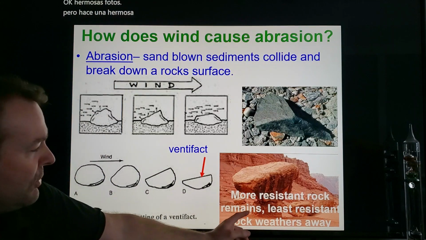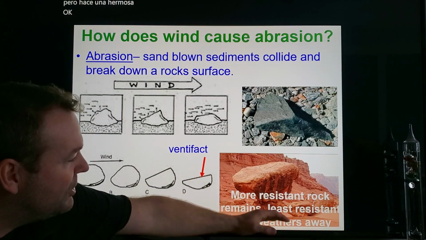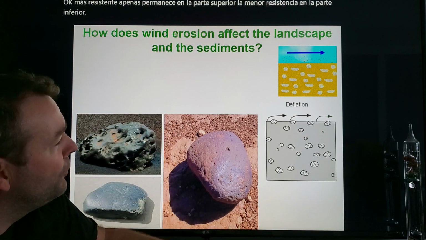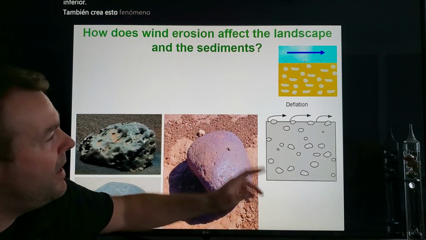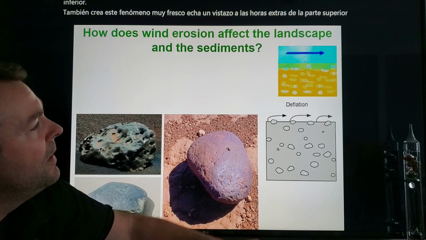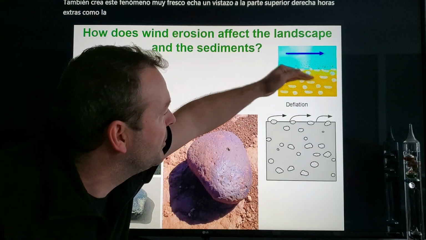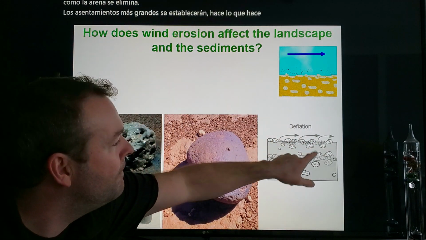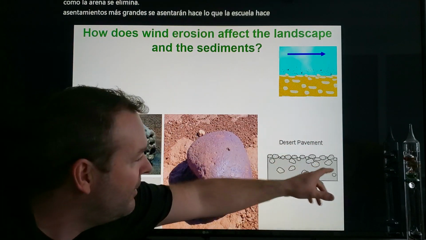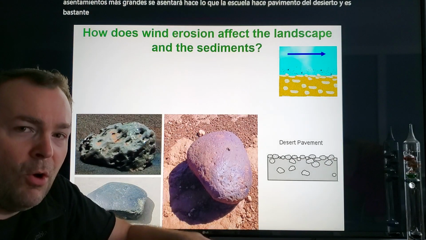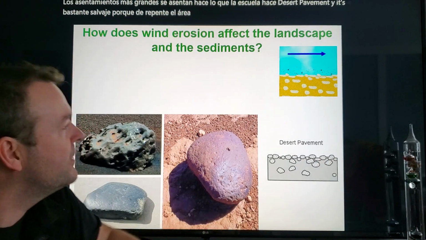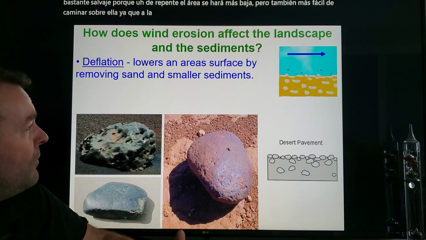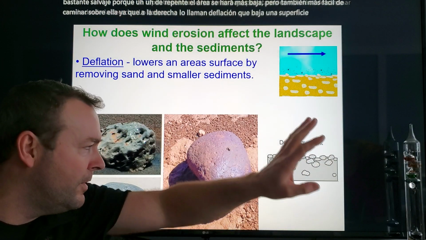Okay? More resistant rock layer remains on top, the least resistant on the bottom. It also creates this very cool phenomenon. Check out on the top right, over time, as the sand is removed, the bigger sediments will settle down, and it makes what's called desert pavement. And it's pretty wild because all of a sudden the area will get lower, but also easier to walk on in a sense, right? They call it deflation. It lowers an area's surface by removing the sand and the smaller sediments to another area.